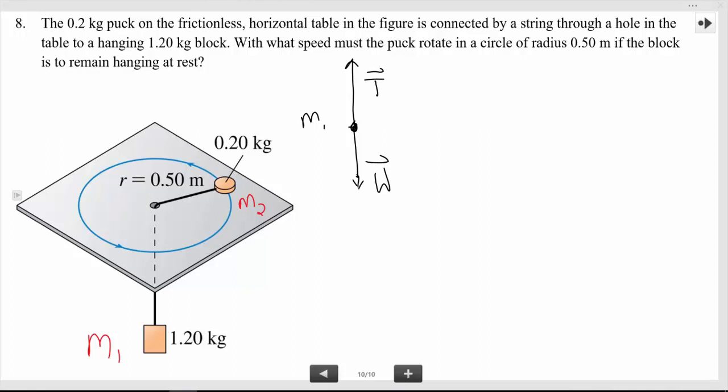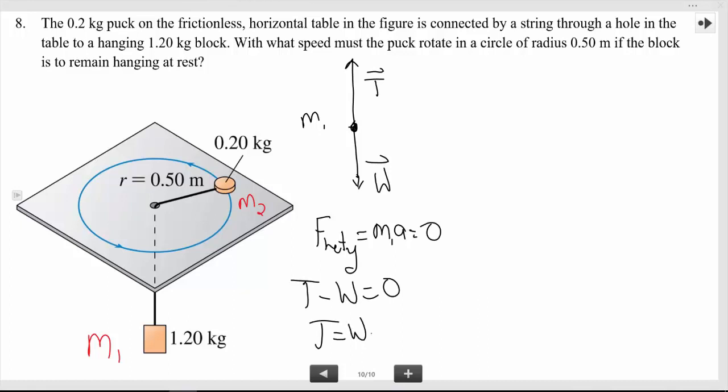So if I were to write out Newton's second law, F net in the y direction, or the vertical, is equal to M1 times the acceleration of M1. Well, M1 is not accelerating, it's just being suspended there, that is 0. And the net force would be tension up minus weight, which should equal 0. This means that the tension must equal the weight of 1, which is, how do we find weight? M1 times G. Okay, so that must be the tension in the string.